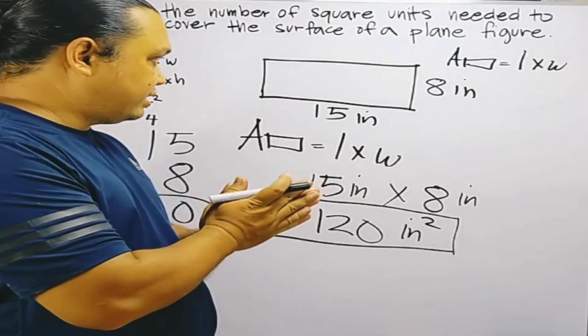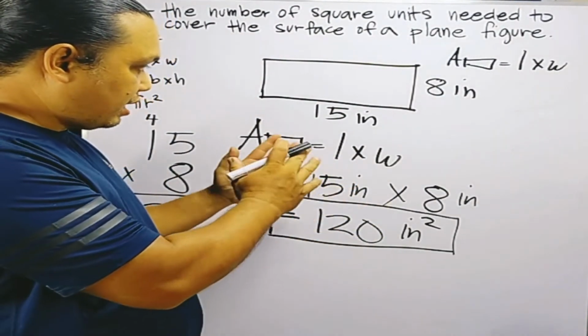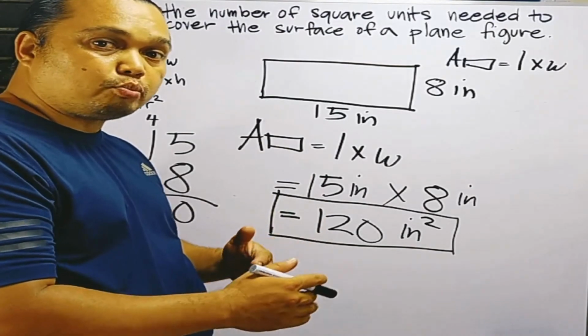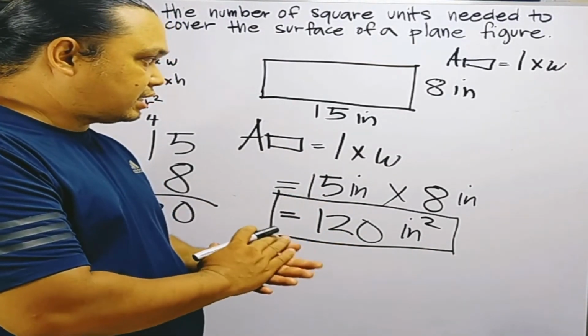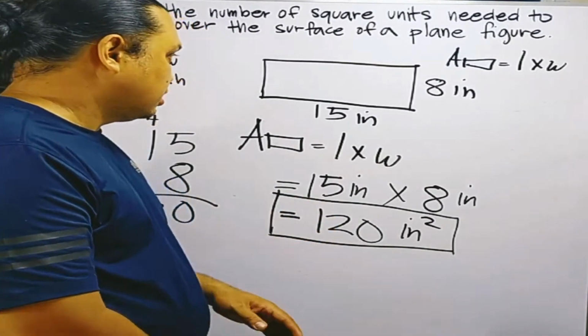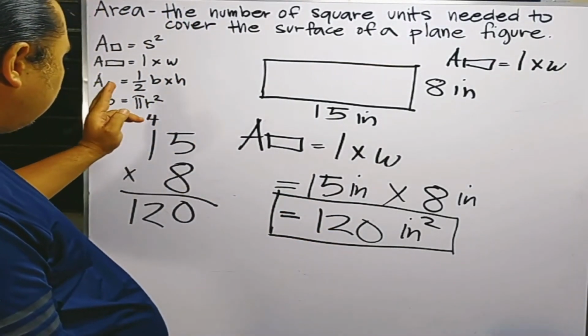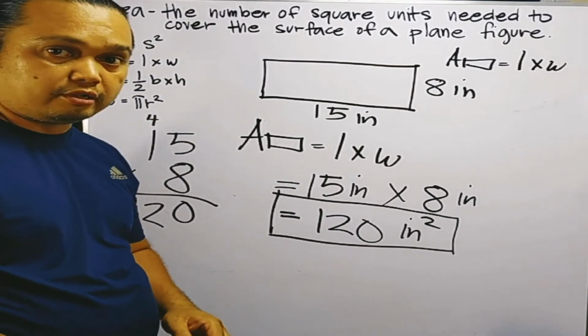We need this formula to get the composite figures for our next lesson. For now, let's just get the area of plane figures. Let's answer number 3, which is the area of a triangle.